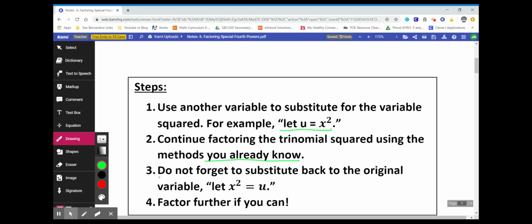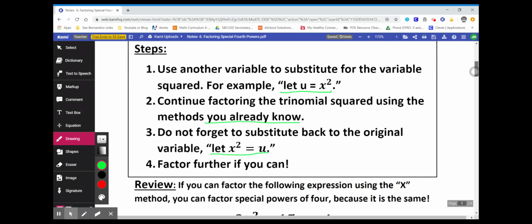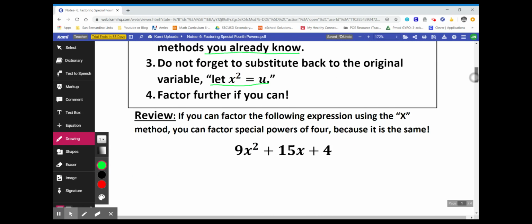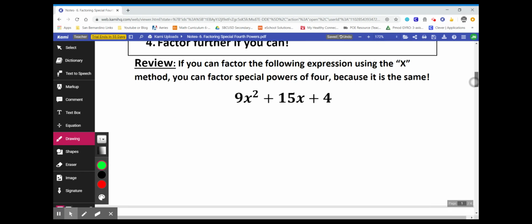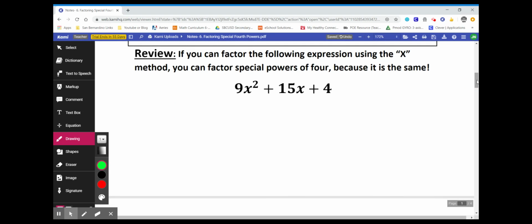And then number 3, do not forget to substitute back to the original variable, because the original variable most likely was not u. So if we switch from x squared to u, then we have to make sure to switch back from u to x squared. Step 4 is if you can factor it further, you should. If you can't factor it anymore, then big deal, you're done. So don't let that bother you. Sometimes you can't factor stuff, and if you can't, oh well, you're done. Okay, let's start with this example.